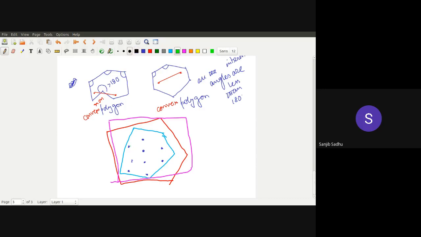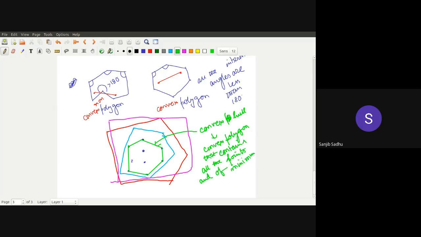That means its area will be minimized only in this case. Here, this will be the convex polygon, sorry, convex hull. It is the convex polygon that contains all the points and of minimum area. Clear? So the definition is clear now.